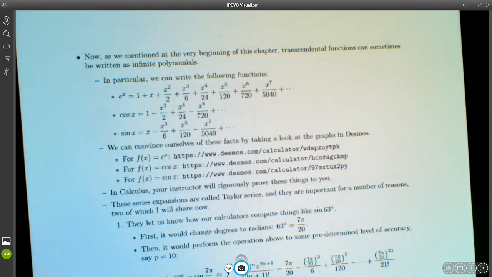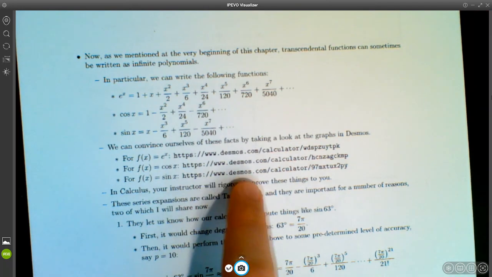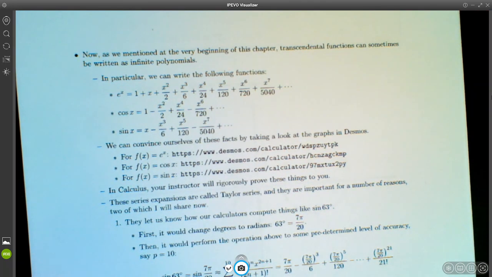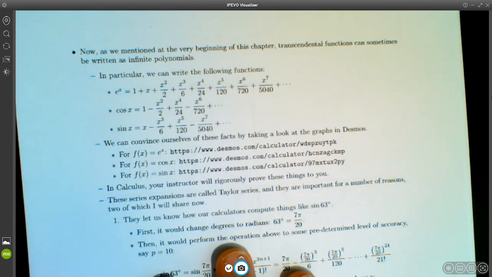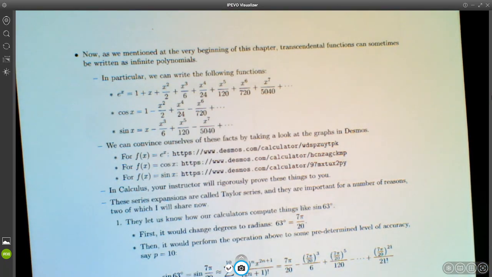So it's really an interesting thing, but we can convince ourselves of this by taking a look at some of these graphs in Desmos. So I think I'm going to stop the video here, and I'm going to pull up some of these things in Desmos so that we can take a look at them together, and then I'll post a separate video about all of this.